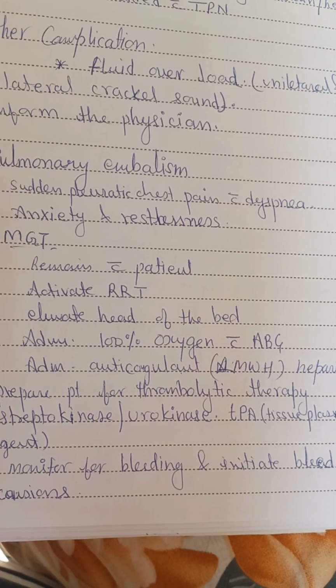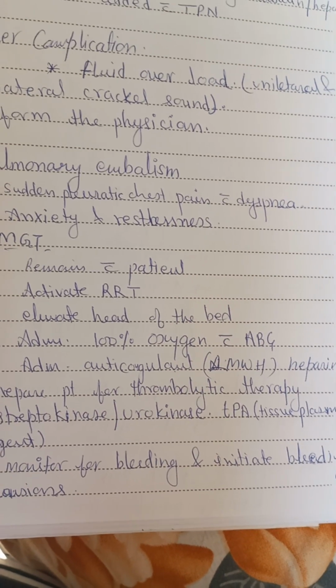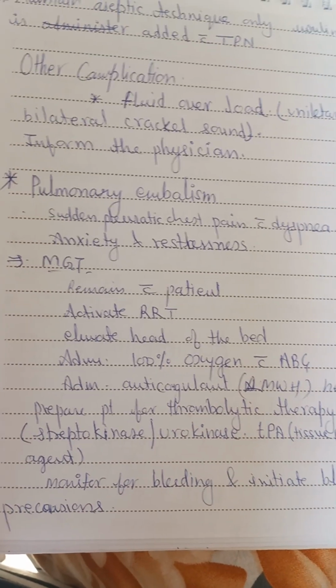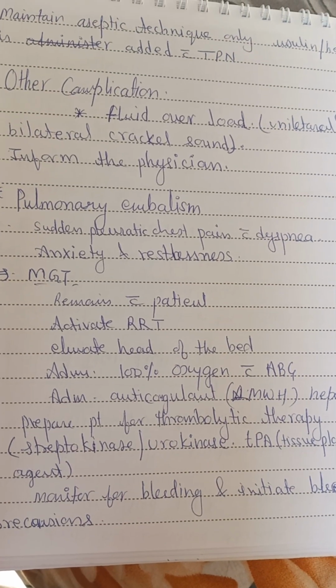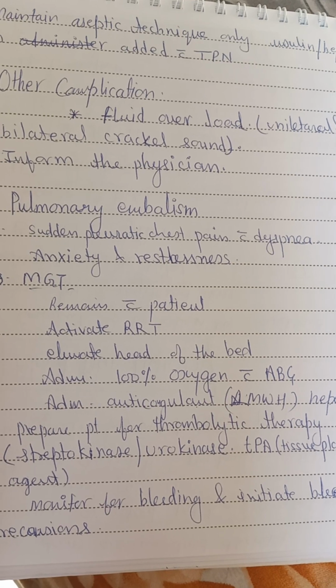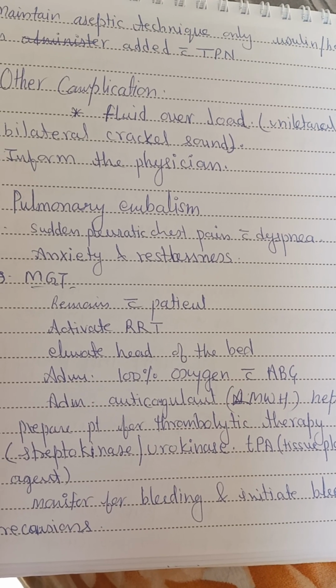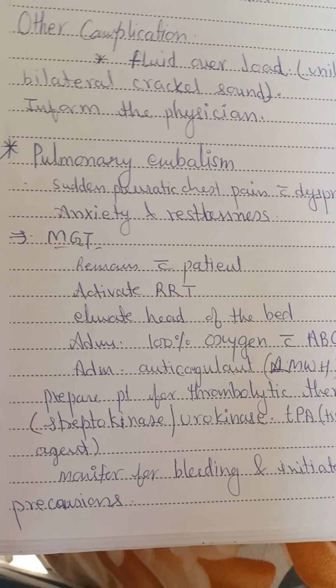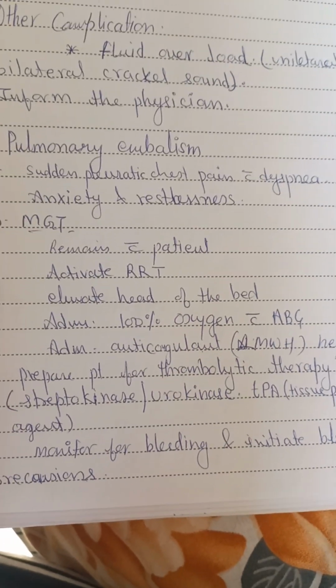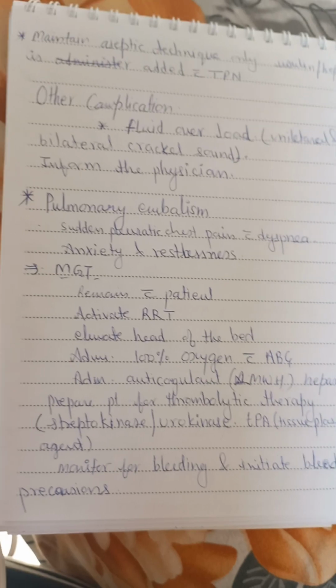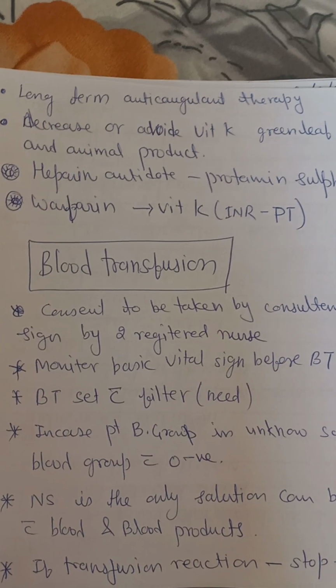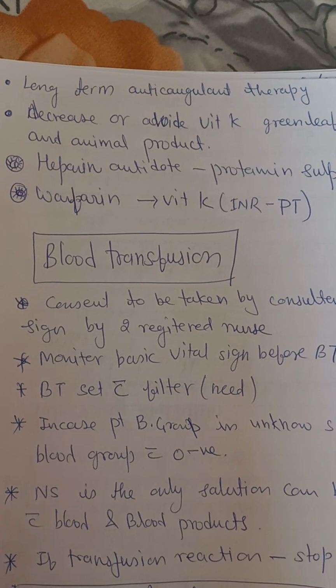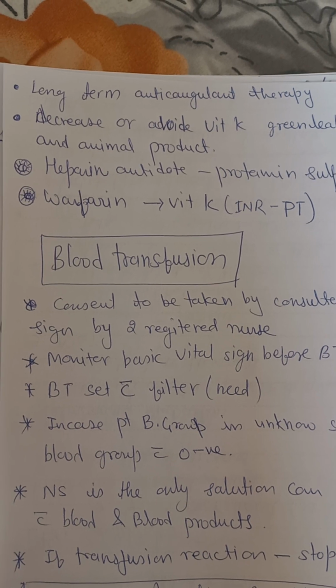Administer anticoagulant, low molecular weight heparin, and prepare the patient for thrombolytic therapy. Thrombolytic therapy: streptokinase, urokinase and tPA. Monitor for bleeding and initiate bleeding precautions. Patient needs long-term anticoagulant therapy.